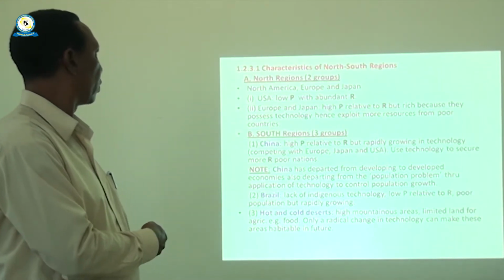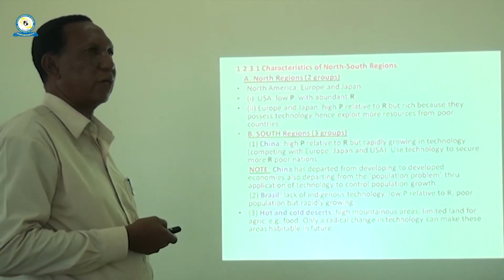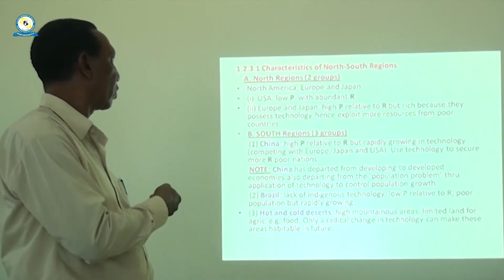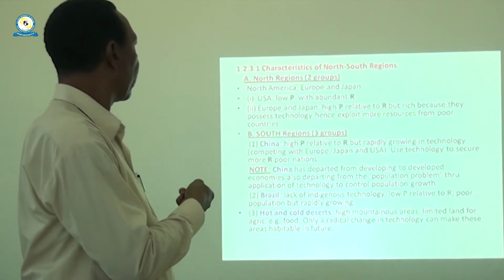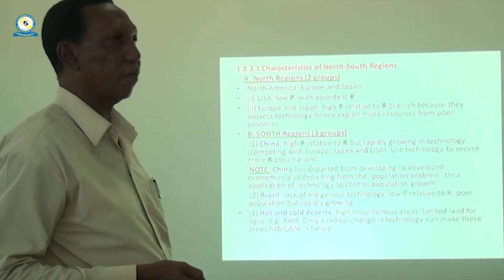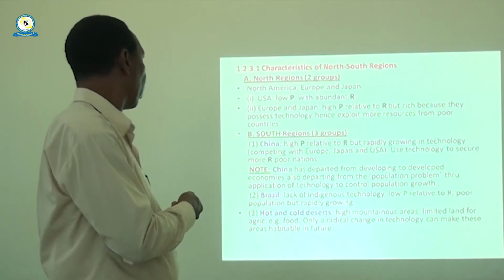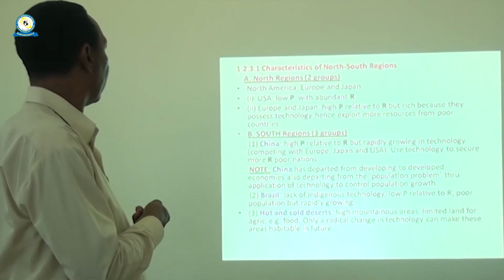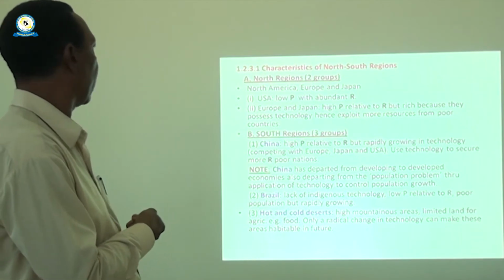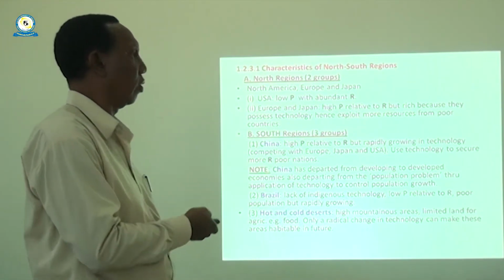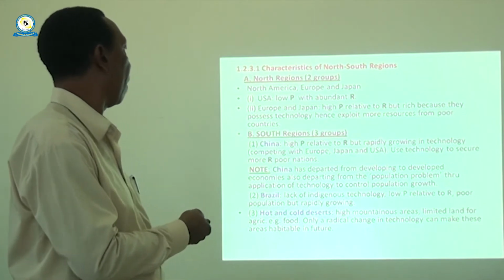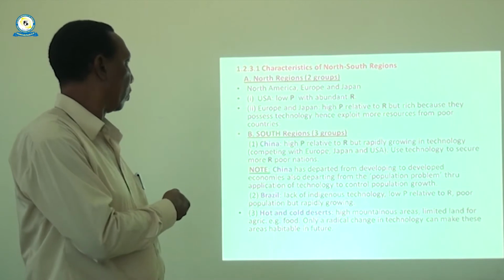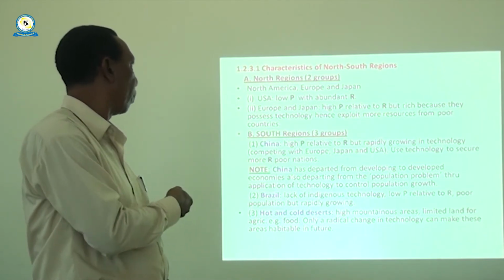Now, let's try to see. We have said that we can divide the world according to political economists. They divide the world into two, the North and South. Each of these two regions has different characteristics. The North regions are grouped in two. One is the USA, the United States of America, where population is relatively low compared to the abundant resources. Also, Europe and Japan belong to this group.